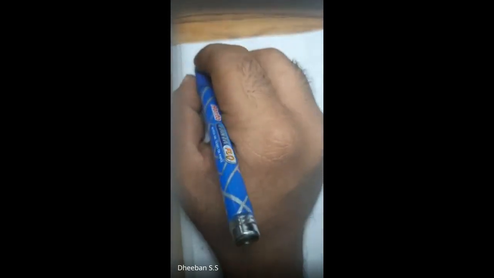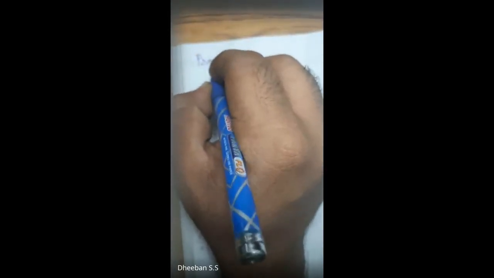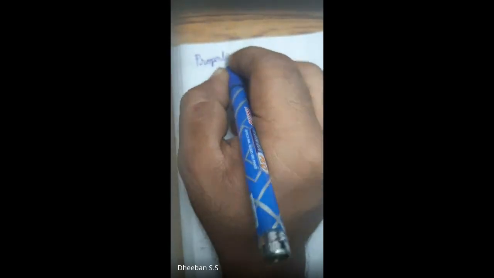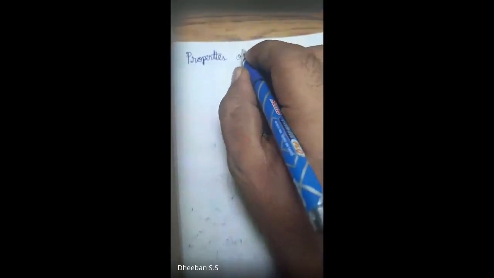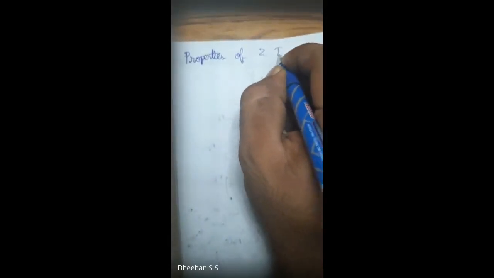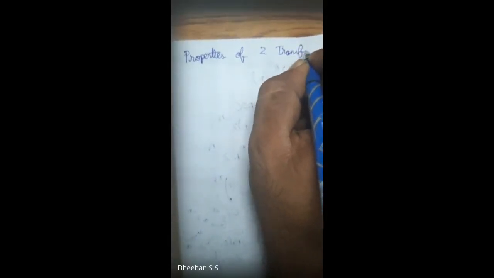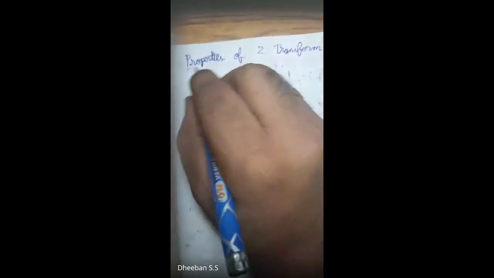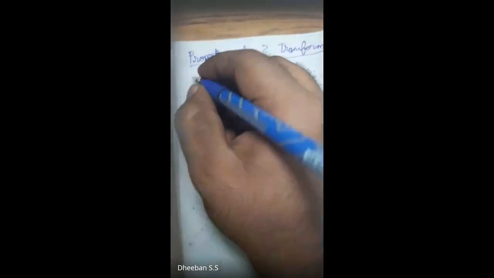Now we'll move on to the properties of the z transform. Some of the properties will be similar to the things we have seen in the previous chapter, the previous unit. First one is the linearity property. You already know it.